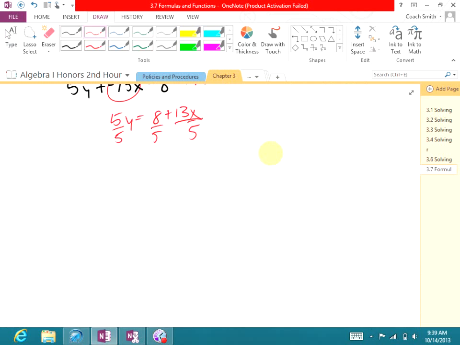All right, I want you to try this one on your own. 3 times x minus 2y equal negative 12 times x plus 2y.